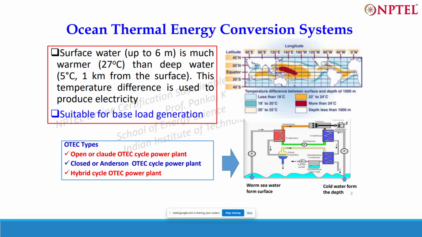Okay, and to cool the heated refrigerant in the condenser, water is taken from the colder depth of the ocean. Okay, from 1 kilometer below the surface, that has a very low temperature of 5 degrees Celsius. So that can be utilized to take the heat away from the refrigerant in the condenser. Okay.